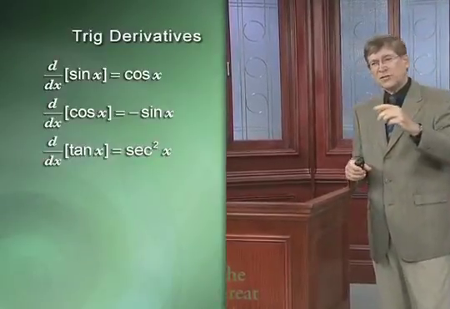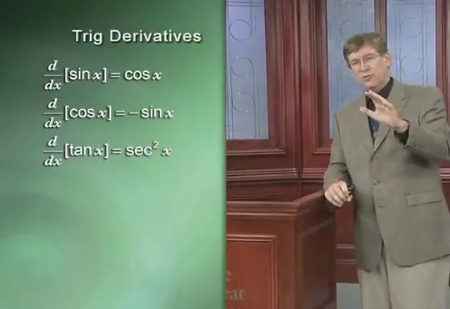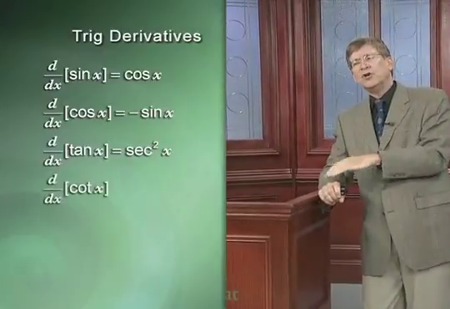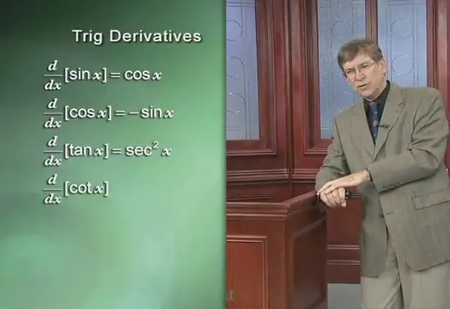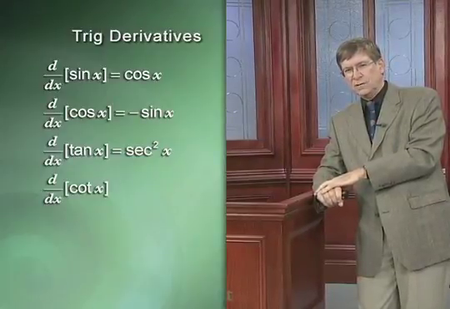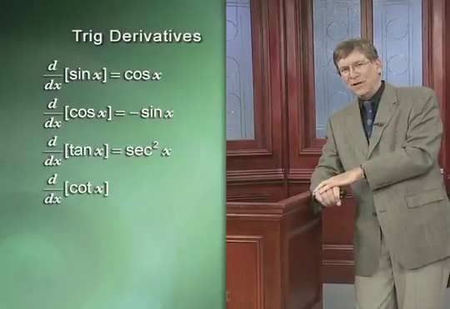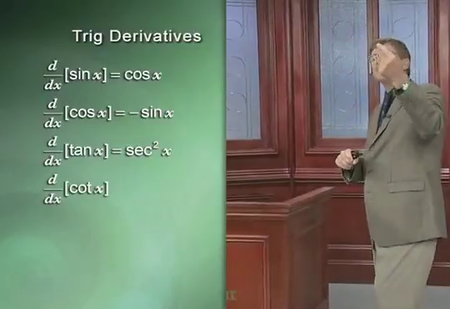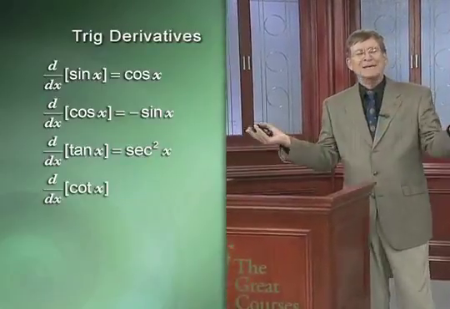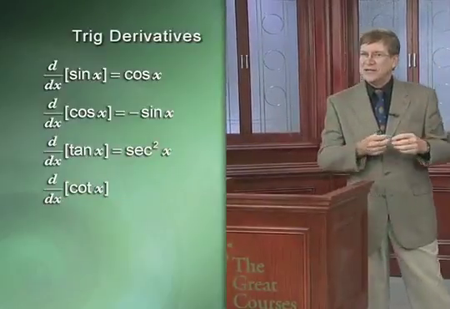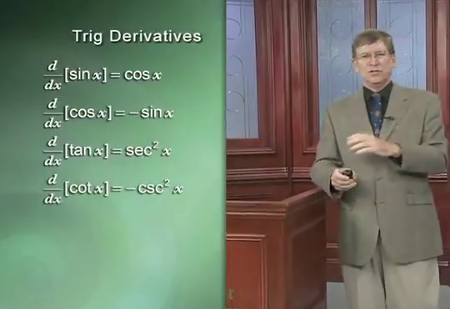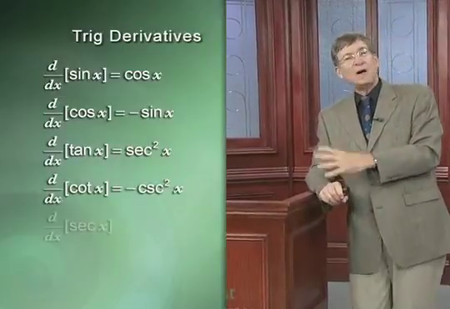Well, here's the list of all 6 derivatives. Let's talk about cotangent for a moment. How would you find the derivative of cotangent if you were stuck, you forgot the formula? Well, cotangent is cosine over sine. Quotient rule. And you would do it the same way I just did the tangent, and you would get minus cosecant squared.